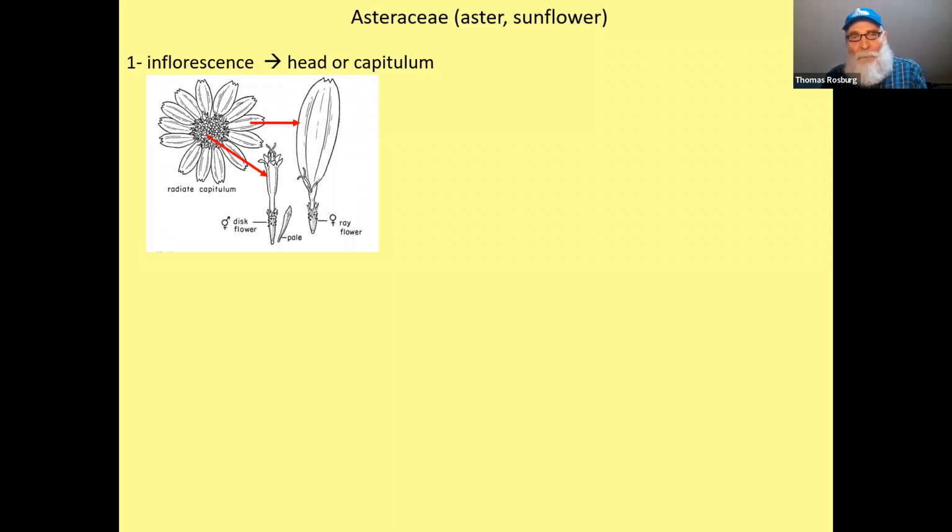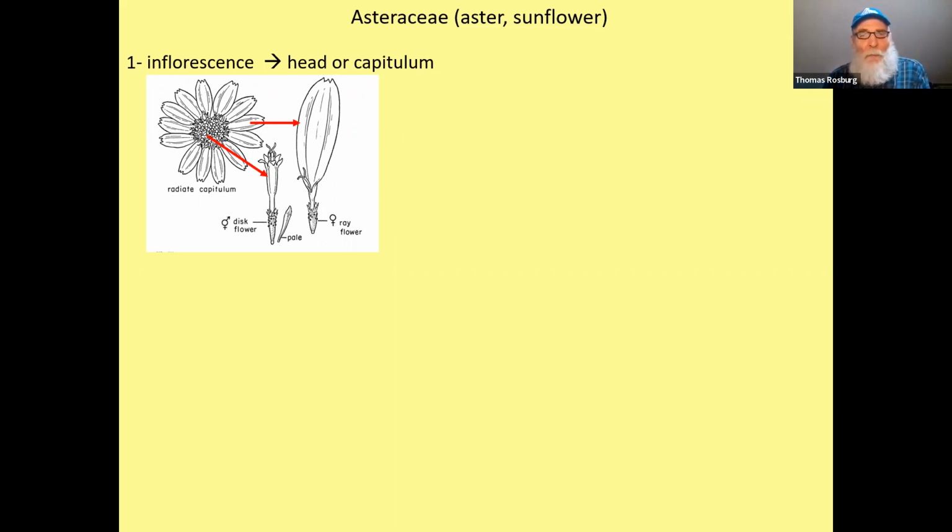So if you know something about the Asteraceae, of course, you know that the common names are asters and sunflowers, a very, very important group. I think it's actually the second most diverse family. Orchids are first. And by the way, we're going to be talking about those too in a few weeks.